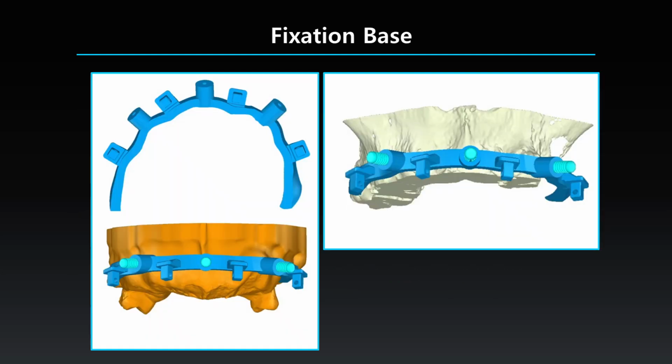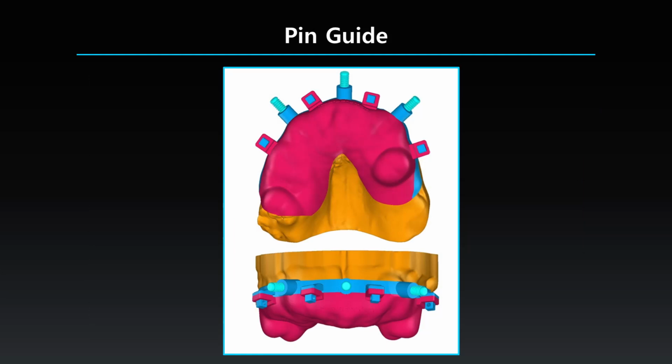Let's talk about parts of the stackable guide. The fixation base's initial function is bone reduction. The upper edge of the fixation base is created to indicate the level to which the bone needs to be reduced. The second function of the fixation base is to support the components: osteotomy guide, carrier guide, PMMA, ceramic or provisional prosthetic.